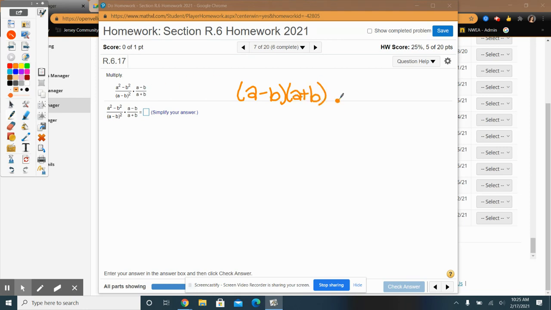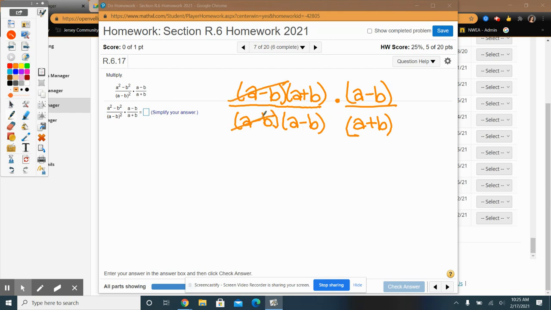Now, the second guy does not factor that a minus b on top, so that just stays. The bottom is technically already factored, but they didn't expand it out. It's the same thing as a minus b times a minus b, and then this would be a plus b. And all of these are factors. So anything on the top that has a pair on the bottom, you'll be able to simplify out. So these two can simplify out because they're both a minus b.